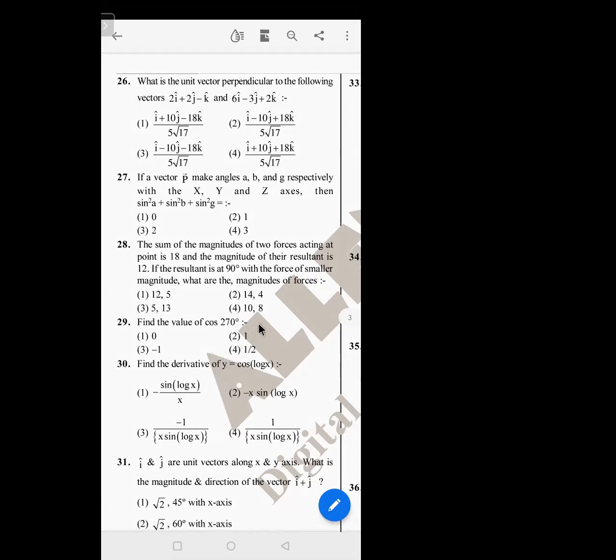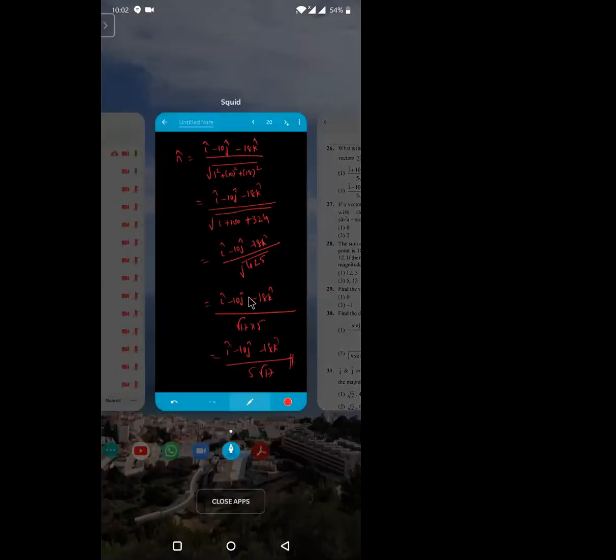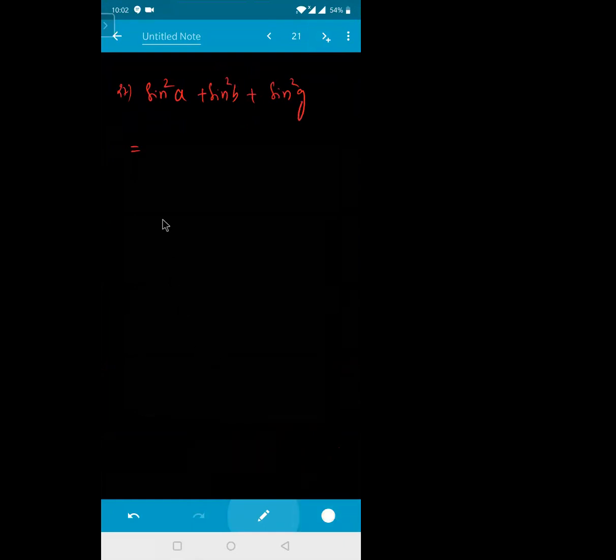I'll do it now, otherwise it will become difficult later. Question number 27. Sin square alpha plus sin square beta plus sin square gamma will be equal to how much? This can be written as 1 minus cos square alpha, plus 1 minus cos square beta, plus 1 minus cos square gamma.